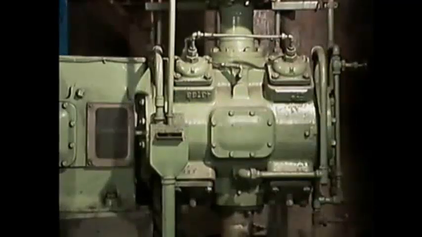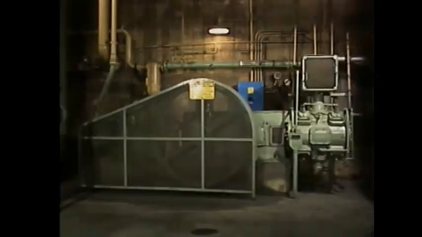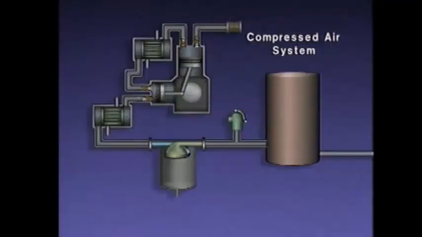Positive displacement compressors work by trapping a certain amount of gas and forcing it into a smaller volume. A common type of positive displacement compressor is a reciprocating compressor. The function of the safety valve is to protect the system from excessive pressure. If too much pressure builds up, the safety valve will open to relieve the pressure.